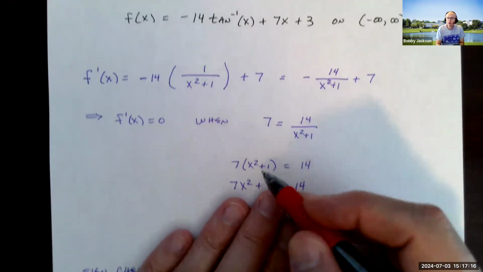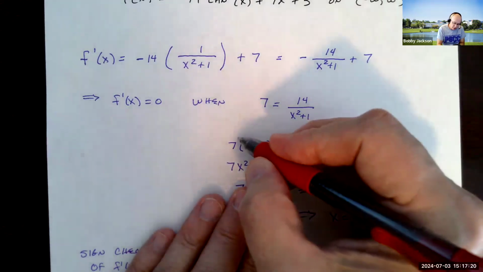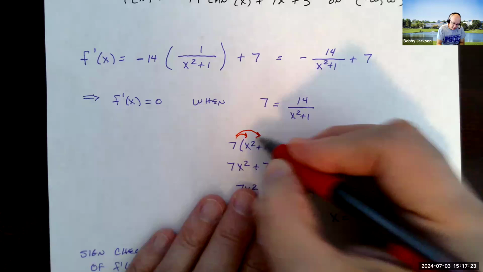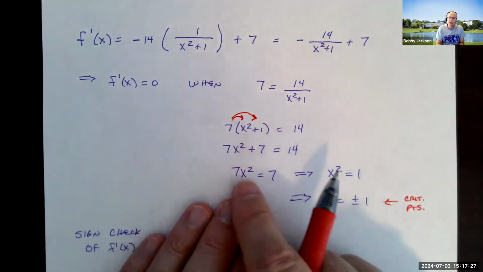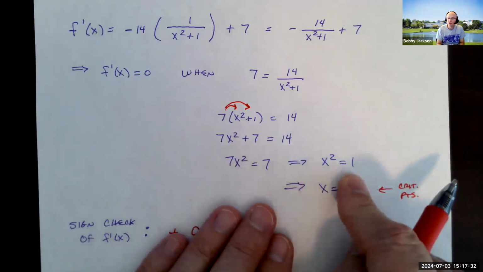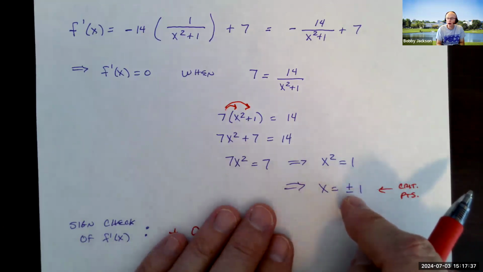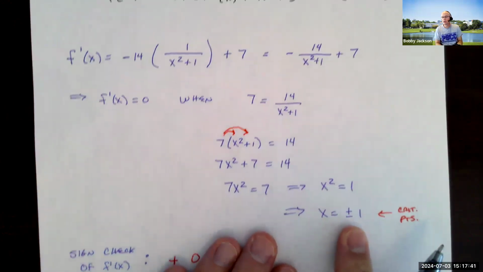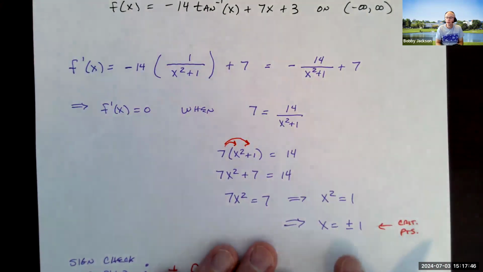If I cross multiply both sides by x squared plus 1, I get this. Distribute that 7 through, right? It gives me this, and then subtract 7 from both sides. 14 minus 7 is 7. Divide both sides by 7, and I finally get x squared is 1. And notice the solution to that is x is equal to not just 1, don't forget, plus or minus 1, right? Because the square root, you have to include both the positive and negative roots in that. So these are the two values of x. They're in the domain of the function. They make the derivative 0. Therefore, they are critical points.